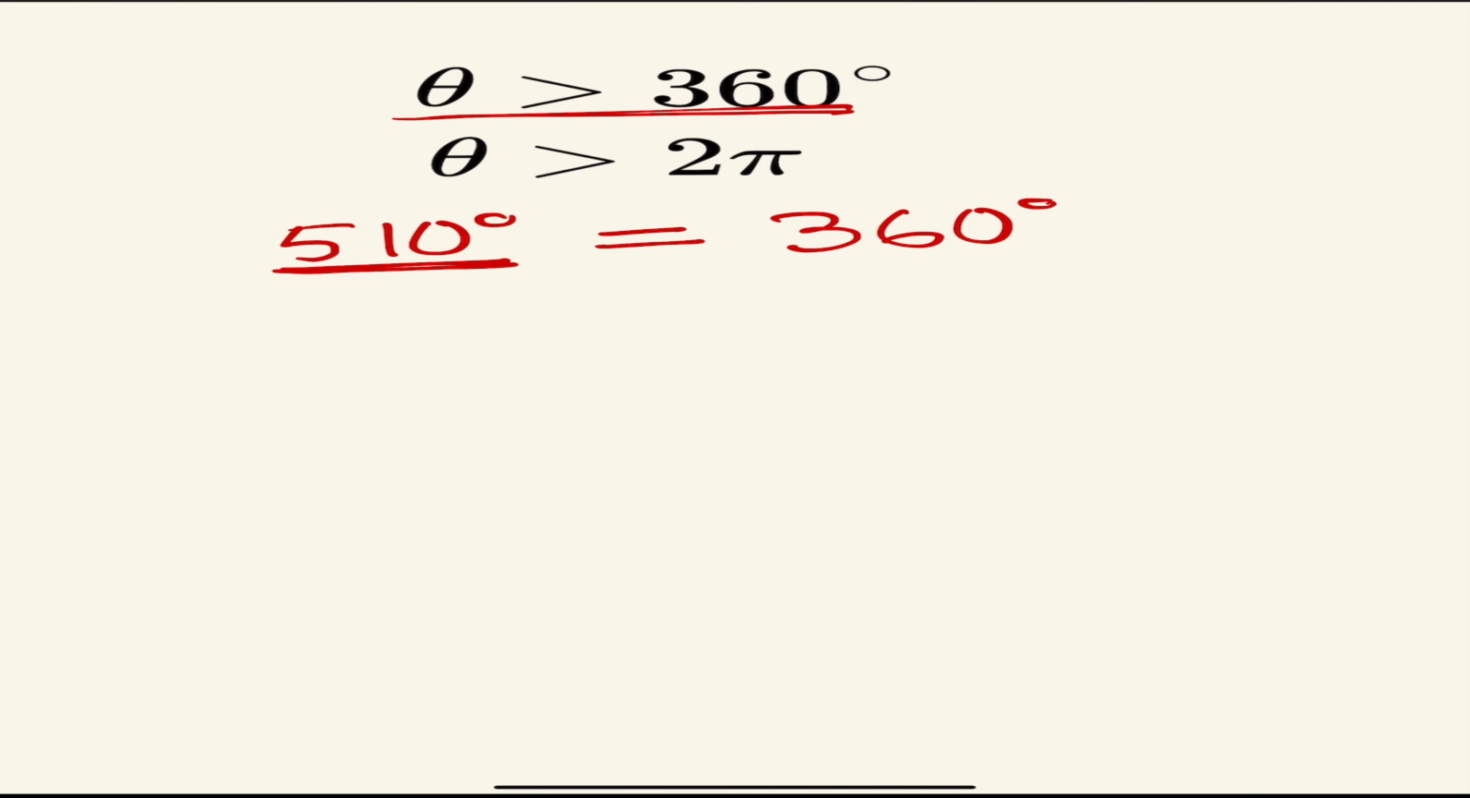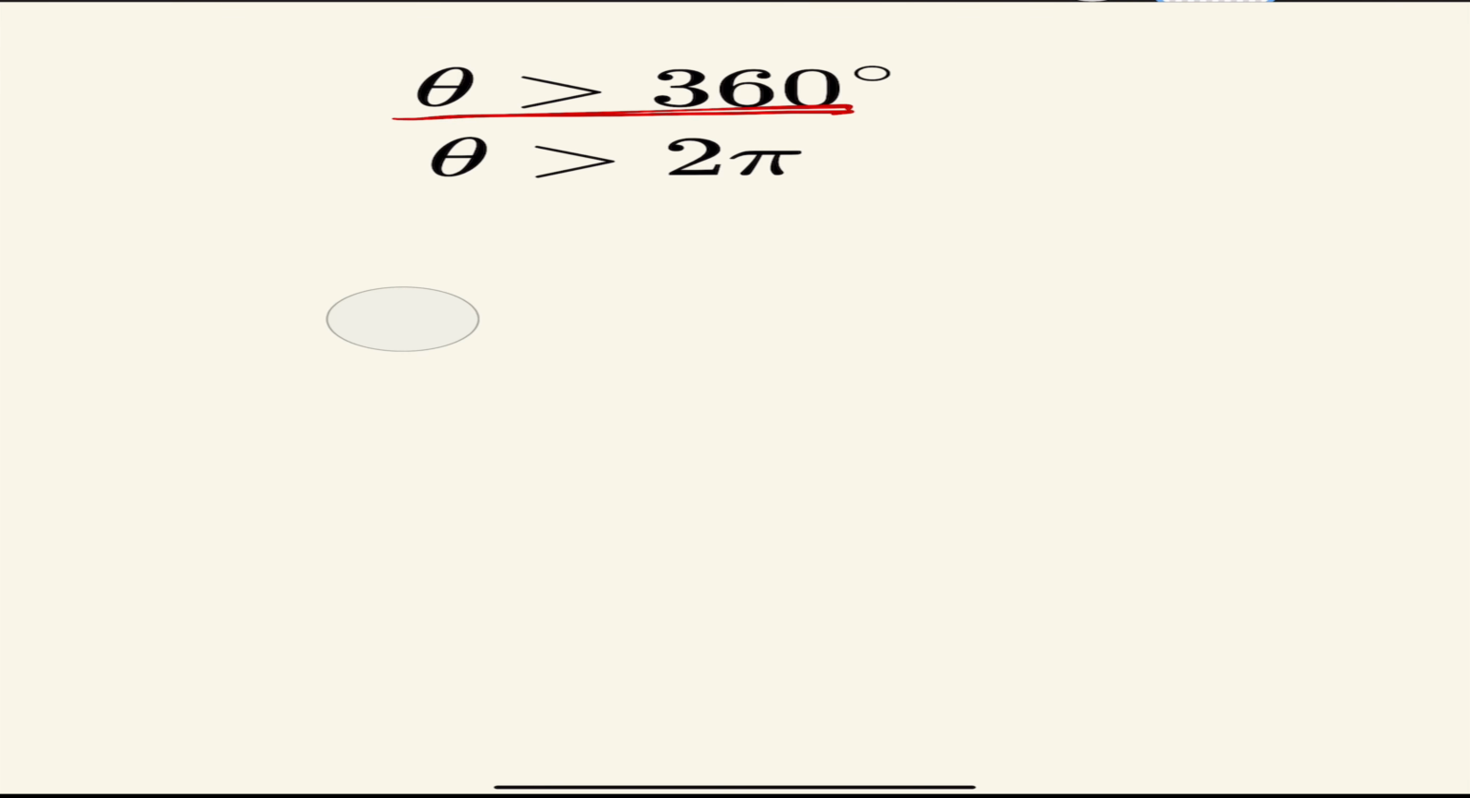So let's subtract 360 from here. What do you get? 150. So in that situation, you just do 150. You just find out the values of 150, and that will be your answer. Okay, so you don't have to worry about the whole big numbers. All you have to do is just subtract that number.